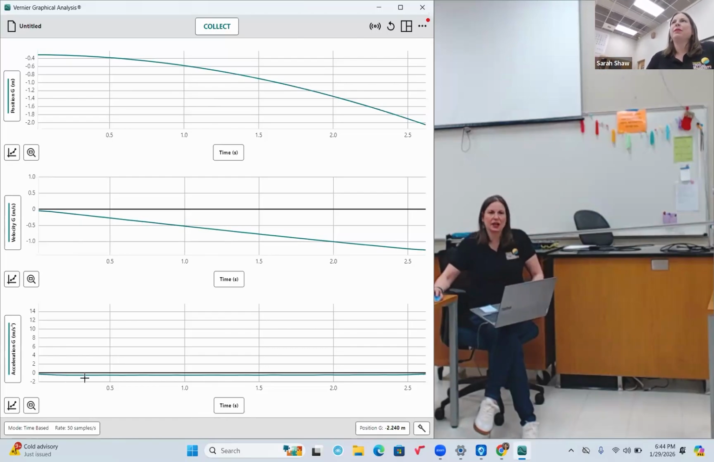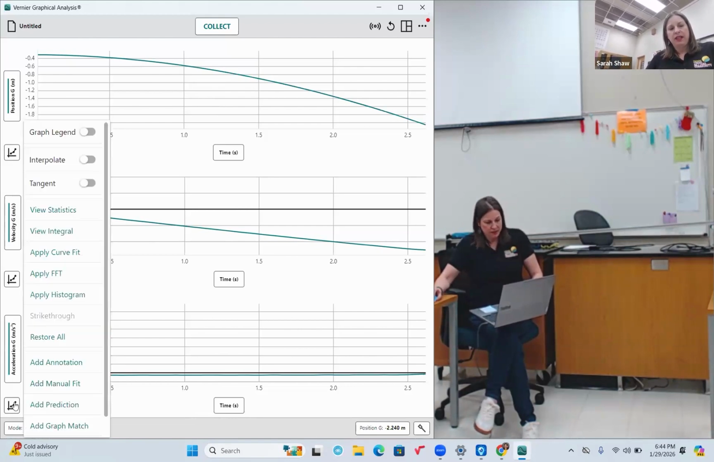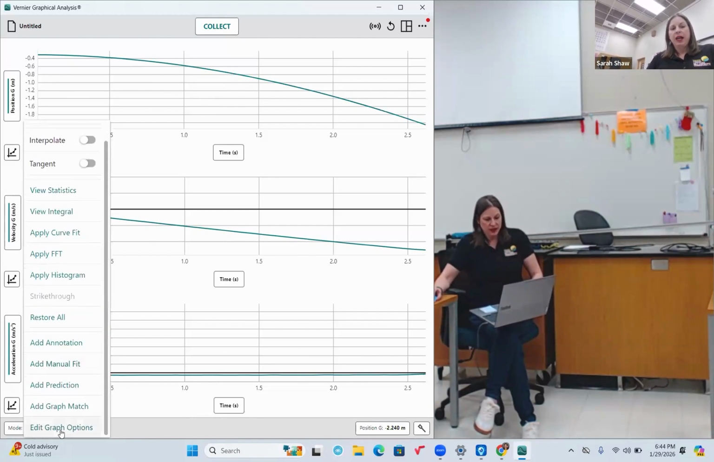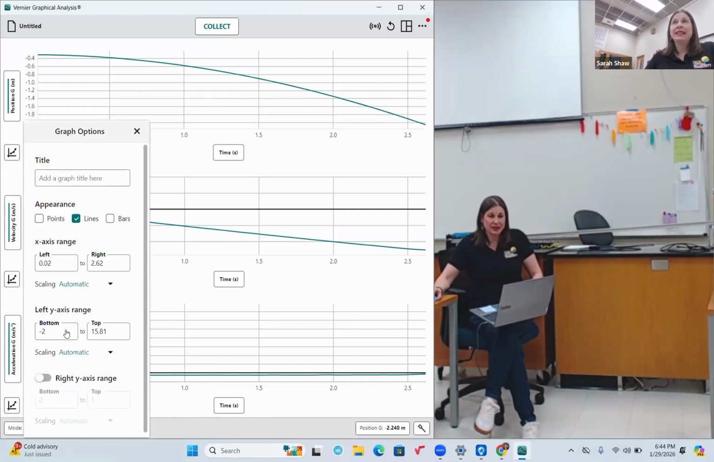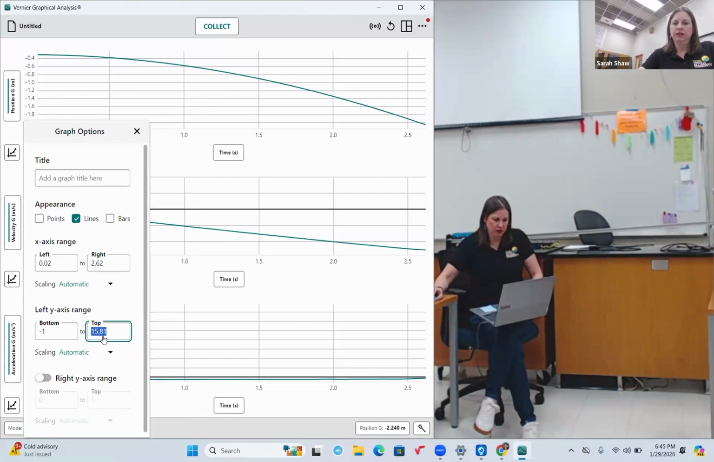But this acceleration time graph is really hard for me to see. I can tell it's linear there, but I don't really need a scale from -2 to 14 meters per second squared. So I tell my students, you have to come down to the graph options. At the very bottom, it says edit graph options. And I tell my students that they need to scale their graph to something that looks reasonable so I can actually interpret their graph. So I'm going to try -1 to 0.